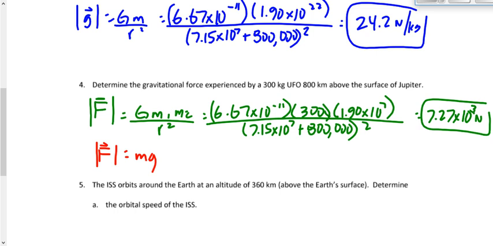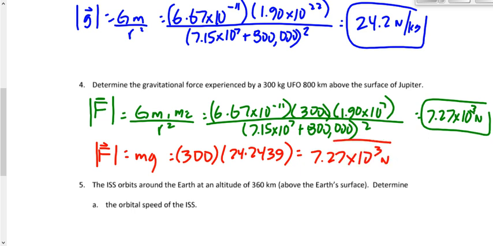Well, we do know the value of little g. It's not 9.81, but we just found it. It's 24.2, or it's actually 24.2439, the unrounded number. And the mass we use is not the mass of Jupiter. We use the mass of the experiencer, which is the 300 kilogram UFO. Lo and behold, when we do that, we get the same number, 7.27 times 10 to the 3 newtons. So either way is fine. The second way is a little bit shorter, but no better.